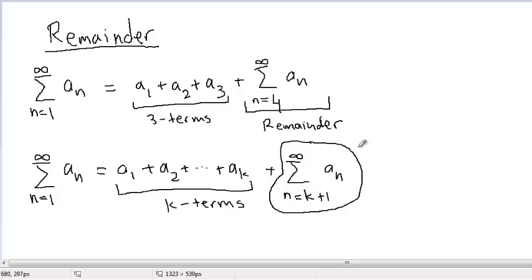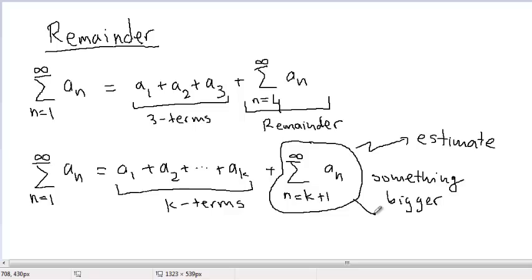Next, we will see how we can estimate this remainder term by using improper integrals. So I want to put something bigger than this sum, which will be an improper integral. The way to estimate that remainder term is actually nothing surprising to you guys, because we used a similar kind of idea earlier when we talked about the integral test.